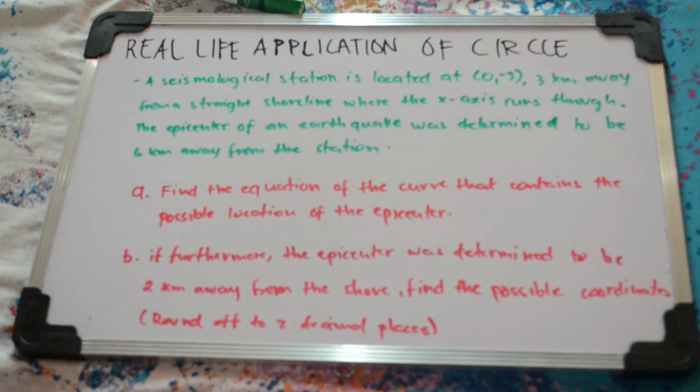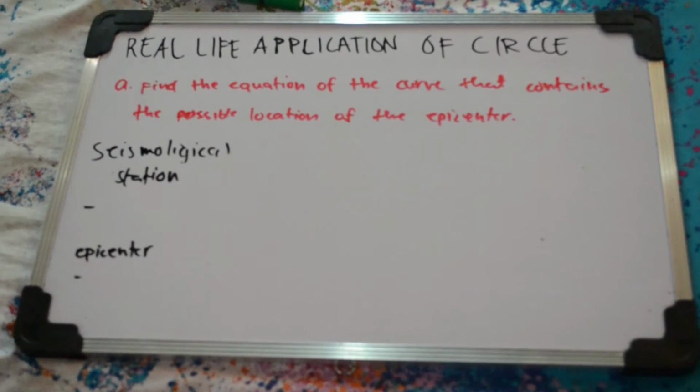Now, for the second real-life application of circle: a seismological station is located at (0, -3), 3 kilometers away from a straight shoreline where the x-axis runs through. The epicenter of an earthquake was determined to be 6 kilometers away from the station. So the first question, A, find the equation of the curve that contains the possible location of the epicenter. B, if furthermore, the epicenter was determined to be 2 kilometers away from the shore, find the possible coordinates, rounded to 2 decimal places.